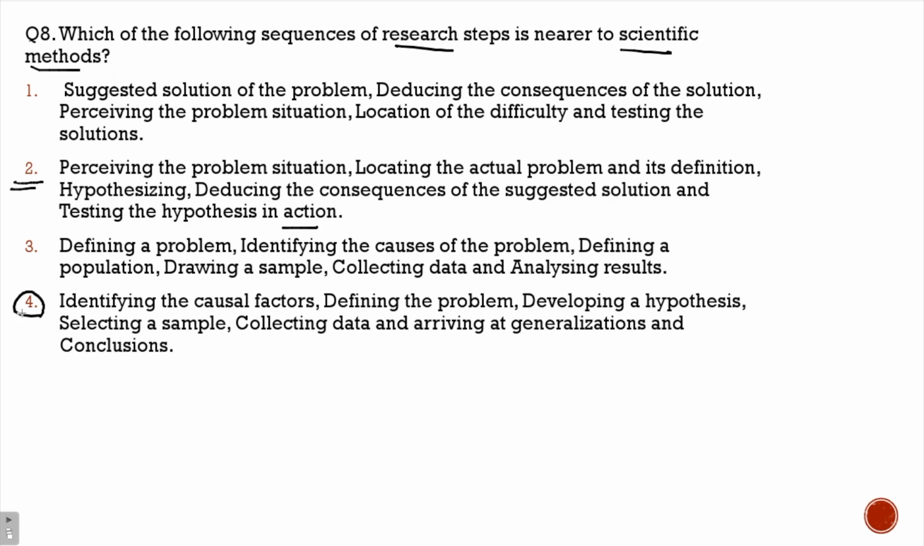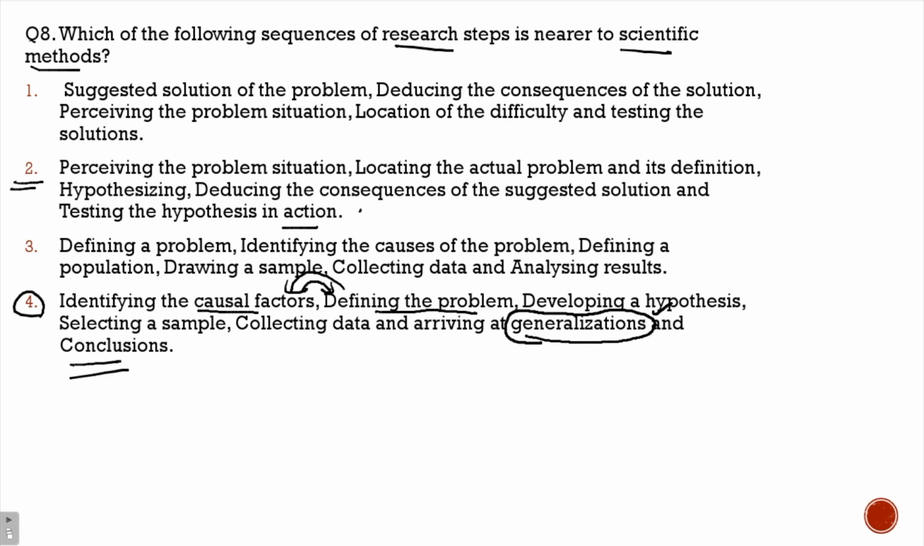Now, what are the problems with the fourth one and why is the second one a more correct answer choice? First of all, identifying the causal factors and defining the problem should be reversed. That is, first of all, you identify and define the problem, and then you identify the causes behind that problem. So this is the reason that this one stands incorrect. Lastly, the term generalizations has not been used in any book or in any source wherein we talk about the research steps of scientific methods. So although we come to the conclusion towards the end, the term generalization stands incorrect.